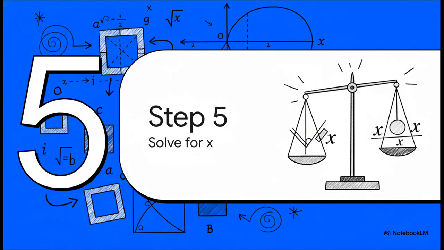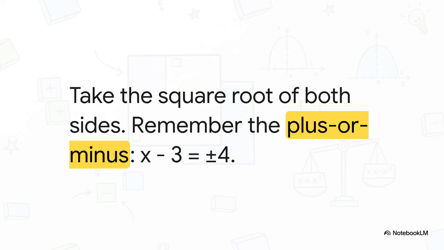So the heavy lifting is complete. The strategic restructuring of the problem is done. Now we simply need to execute the final algebraic steps to isolate x and find the specific values that make our original equation true. To get x by itself, we first need to eliminate that squared exponent. The inverse operation of squaring something is, of course, taking the square root. So we take the square root of both sides.